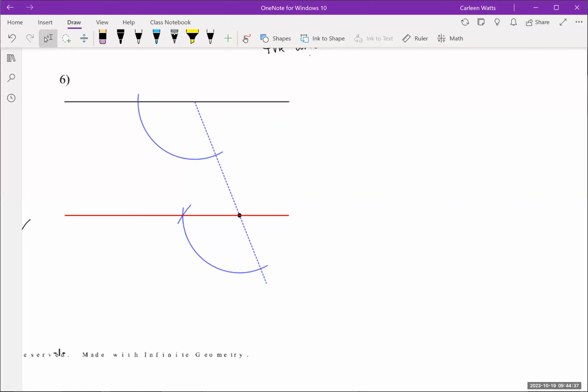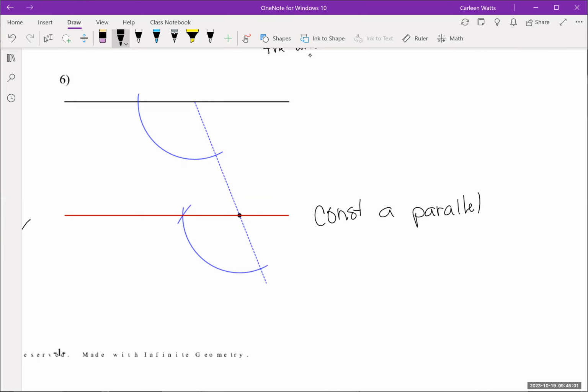What did we construct this time? Look at the red line. What is the relationship between the red line and the black line? The red line is the answer. Ding, ding, ding. So this is construct a parallel line.